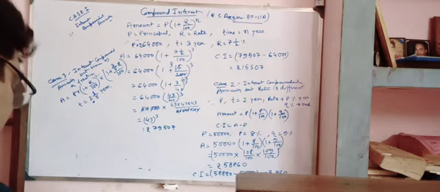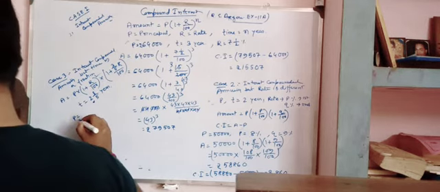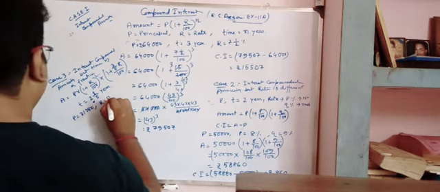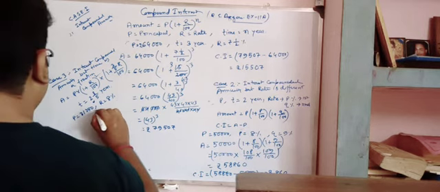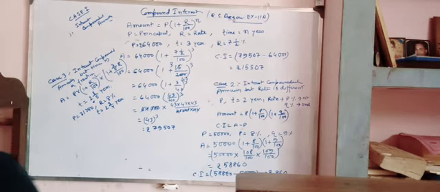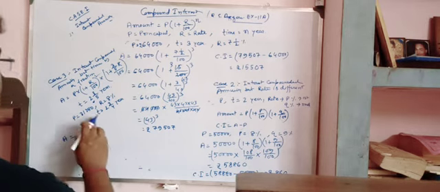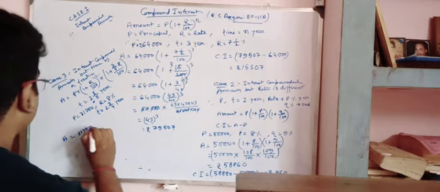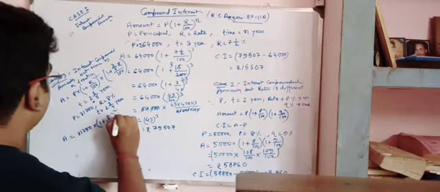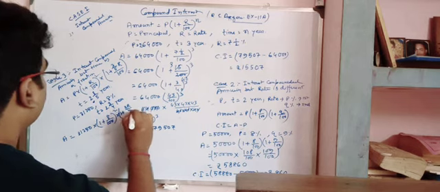Similarly, let us take one example. Suppose P is given as 31250, R is equal to 8%, time T is equal to 2 whole 3 by 4 years. We have to find the amount. So we have to put in the formula again. Amount is equal to 31250 into 1 plus 8 by 100 whole square into 1 plus 3 R by 4 by 100.